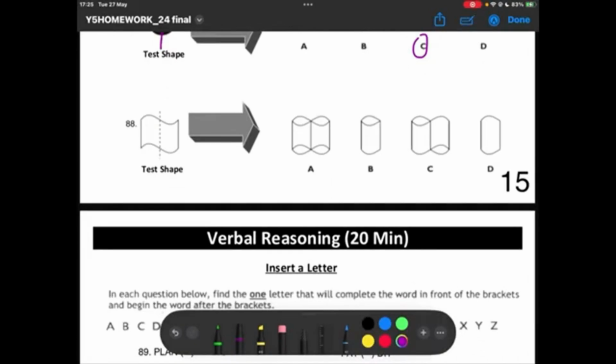Next question. This bit, curved like that, is going to curve on this side like that. This bit curves downwards, so it's going to curve downwards here. Just look at this side, and that's what you're going to see. So the answer to this one is B.